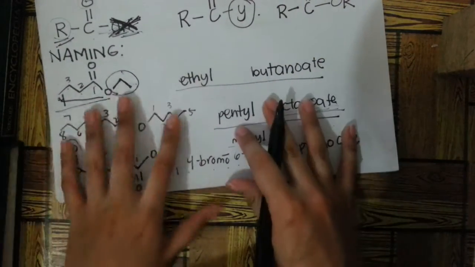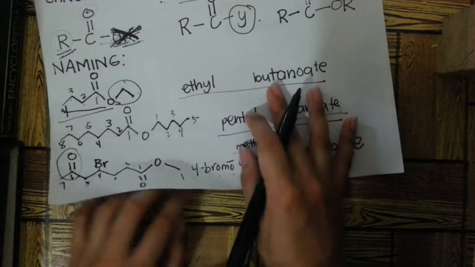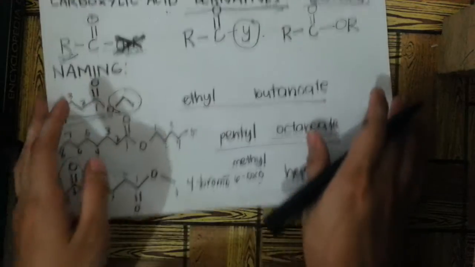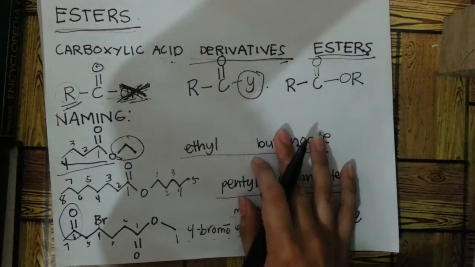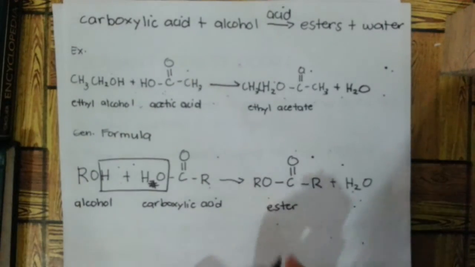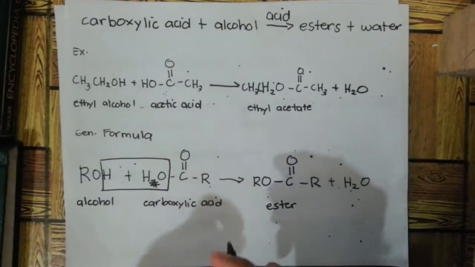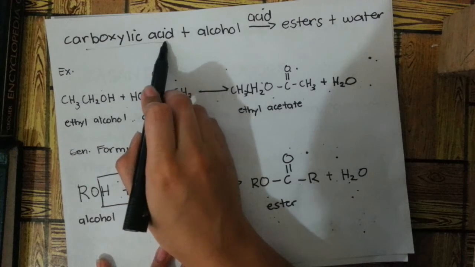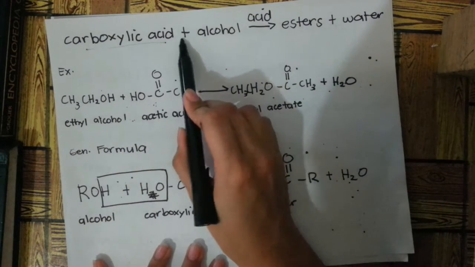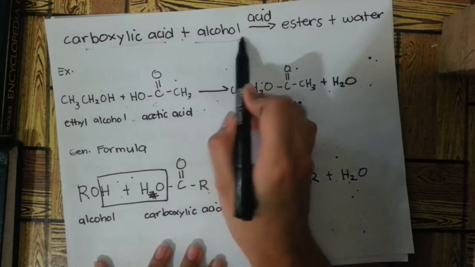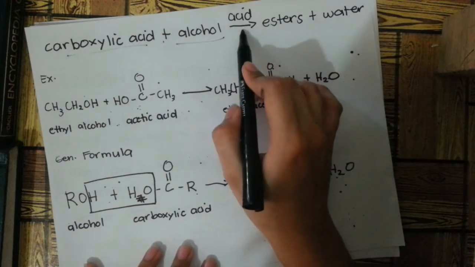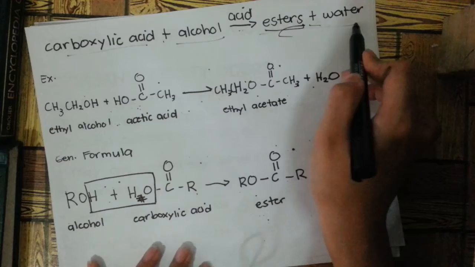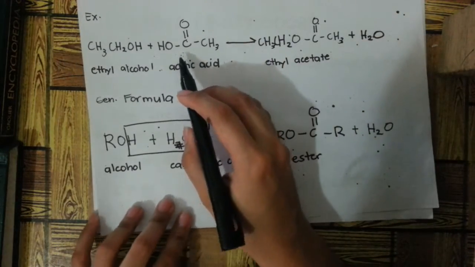So why do we need esters? And what are the reactions and how to create esters? So how are esters produced? When a carboxylic acid reactant is reacted with an alcohol using an acid catalyst, then an ester plus water is produced. So let me give you a specific example.